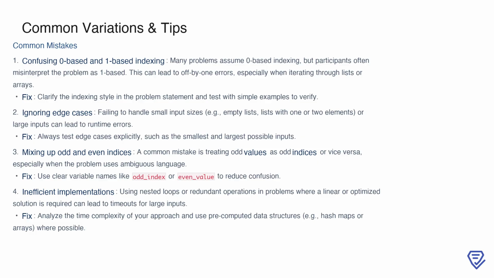Always make it a habit to explicitly test these edge cases. Additionally, mixing up odd indices and odd values is another source of confusion, especially when the problem description isn't entirely clear. To address this, use descriptive variable names like odd_index or even_value to keep your logic organized. Finally, inefficient implementations, such as nested loops, can lead to timeouts for large inputs. Focus on analyzing the time complexity of your solution and consider using optimized data structures to improve performance.